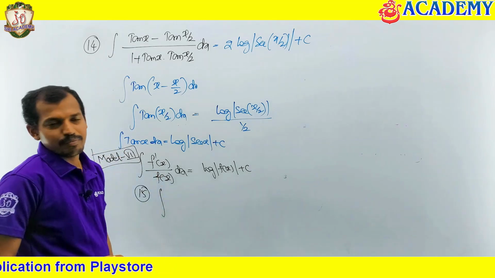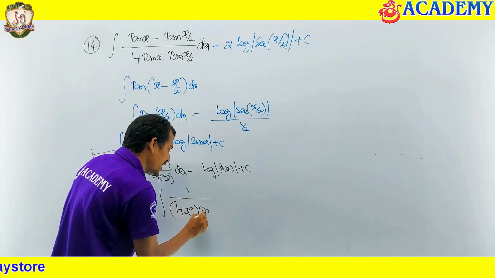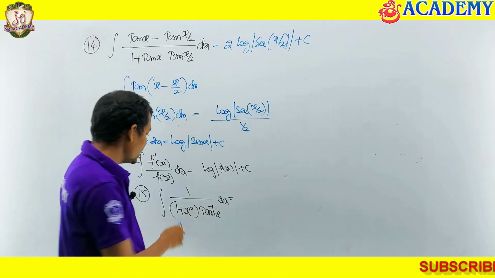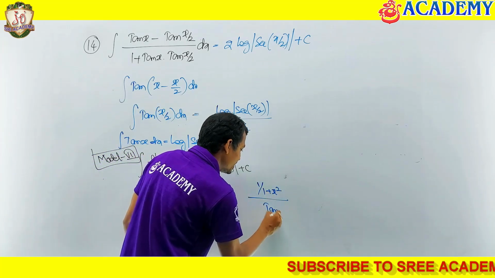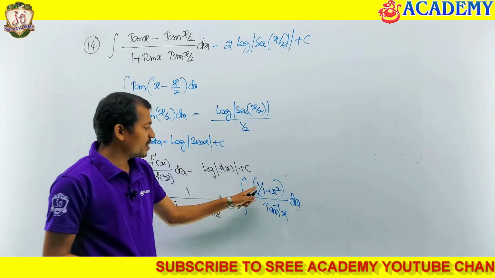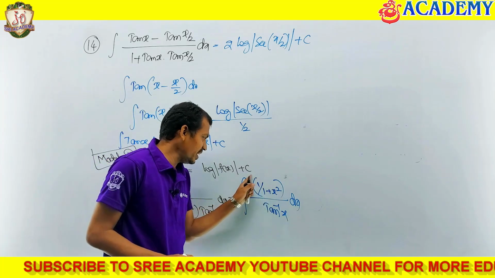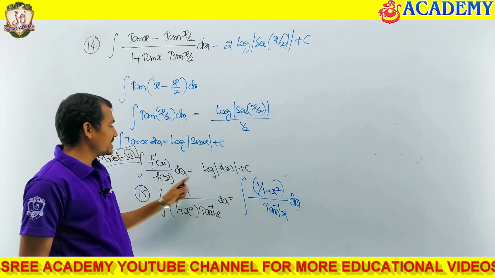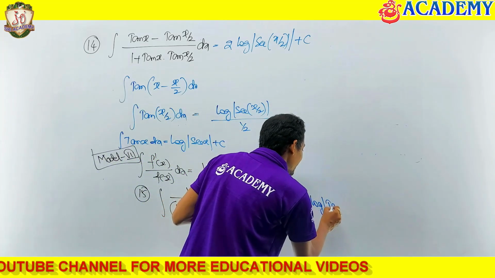I am writing a simple problem, that is 1 divided by 1 plus x square into tan inverse x. That is 1 divided by 1 plus x square, whole divided by tan inverse x, we can write. Tan inverse x derivative is 1 by 1 plus x square. That's why it is f dash of x by f of x, whose integration is log f of x. That answer is going to be log of tan inverse x.